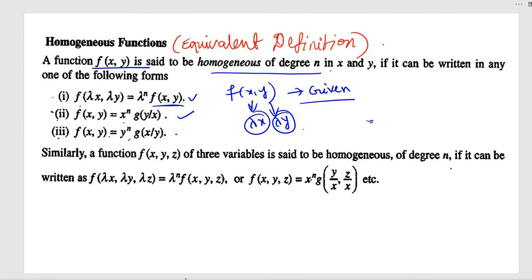So we can also write this for the three variable case of a homogeneous function, and it can be written in this form. If you take x to the power n common, then the other functions will be y by x and then z by x.